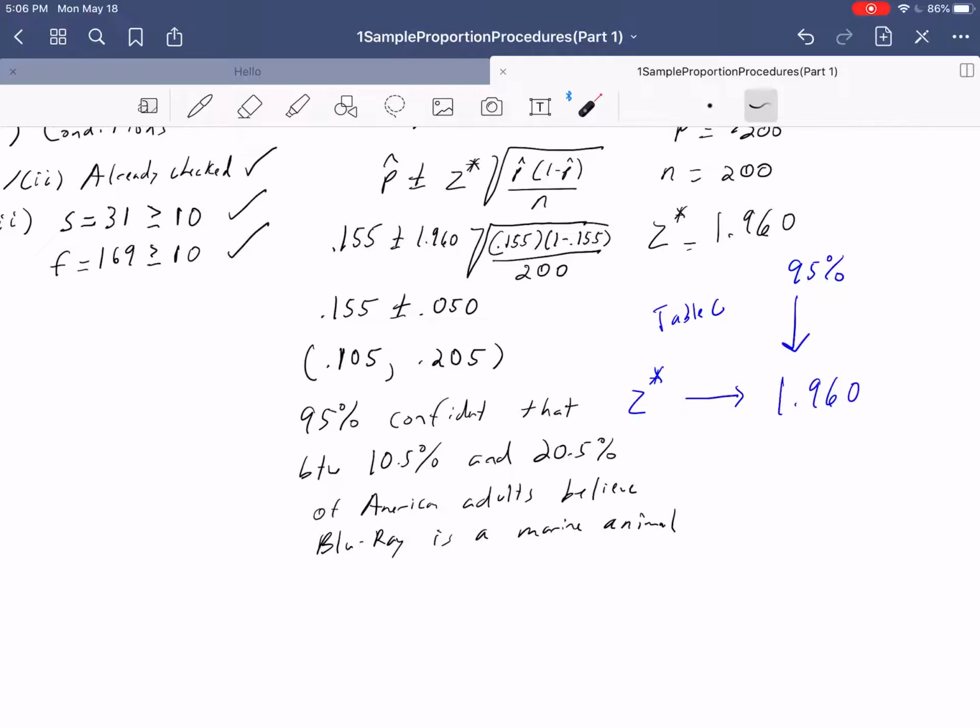In our next video, we'll continue on with some additional examples, running through more cases of the one sample proportion hypothesis test and the one sample proportion confidence interval.